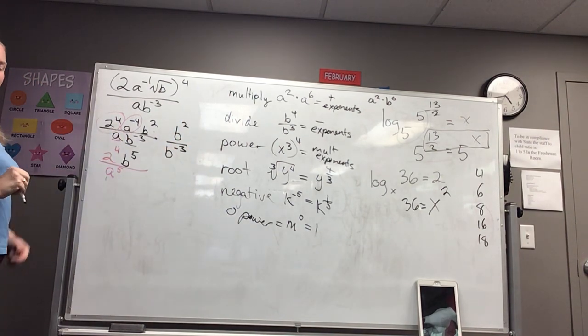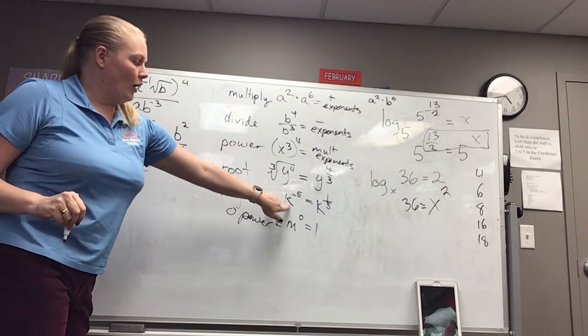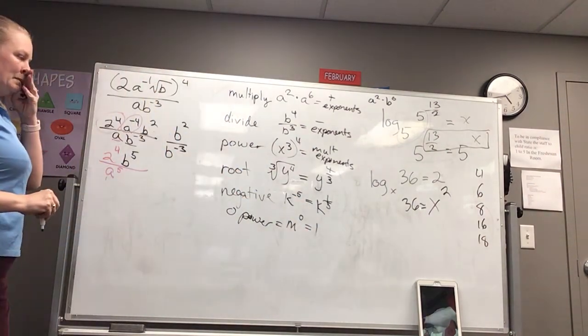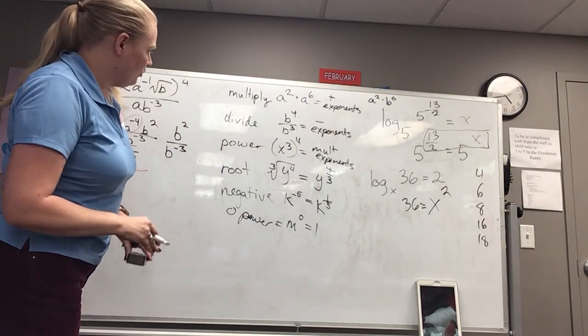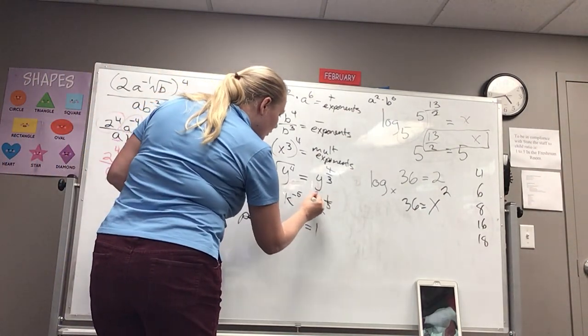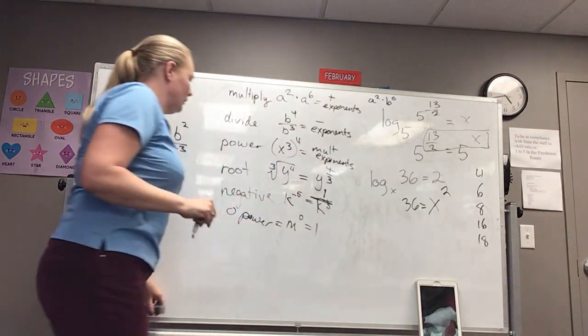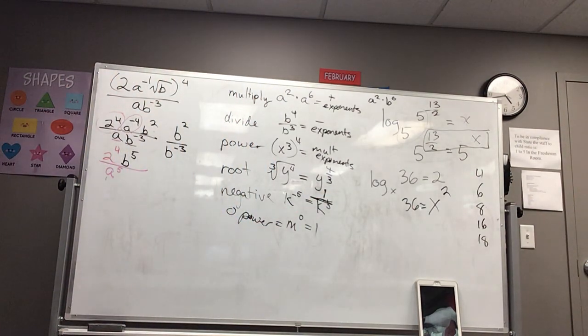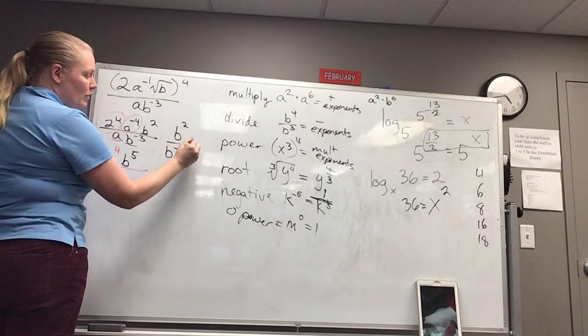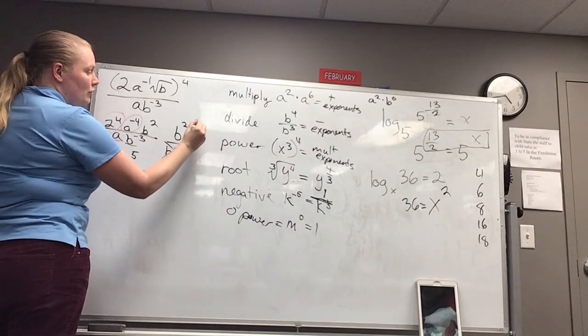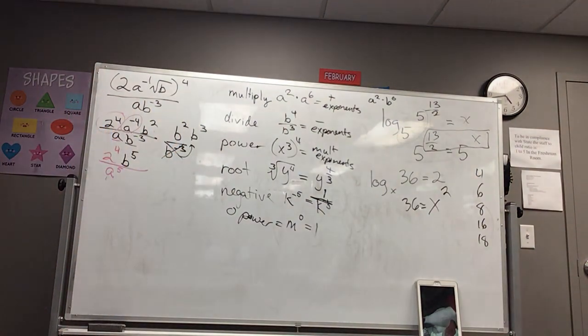Because it is to the negative third, negatives are going to flip-flop the side of the fraction. And my notes are bad. That's my fault. That should have been 1 over. Bad handwriting, I apologize. So, this b to the negative third moves up into the top as b to the third. Every time it changes above or below the fraction, it's changing the sign.